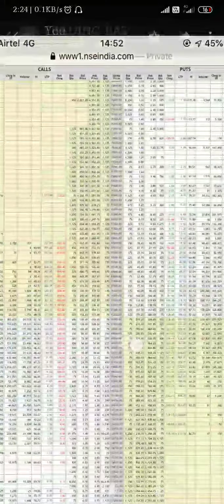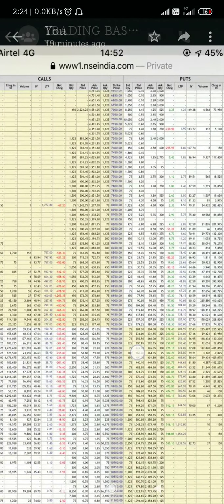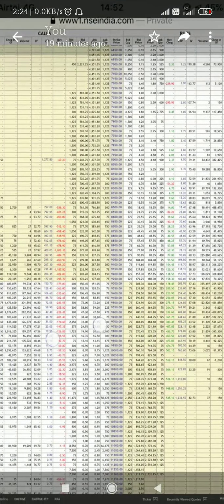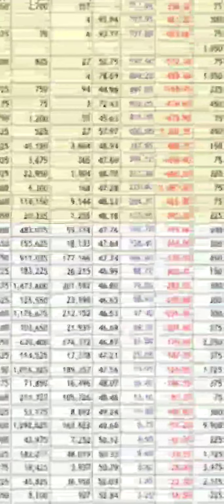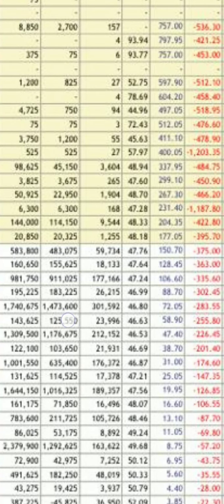Now let's see the next snapshot. As you can see, this is the time of 2:52 p.m. Now let's see what we can see. At the 9500 level, let me zoom in for you. This is the dot here, the 9500 change in OI. The change in OI is at 14,73, which was previously at 15 lakh plus, and now it has decreased.